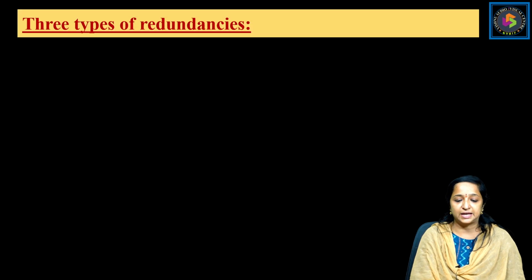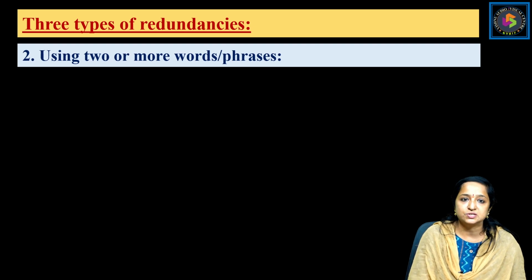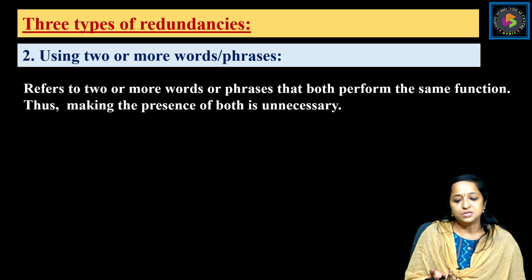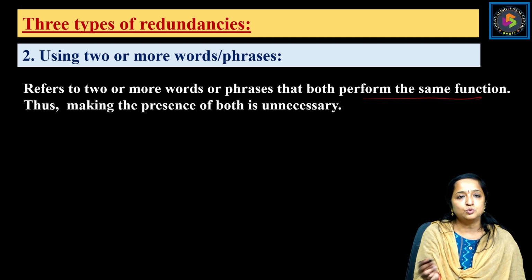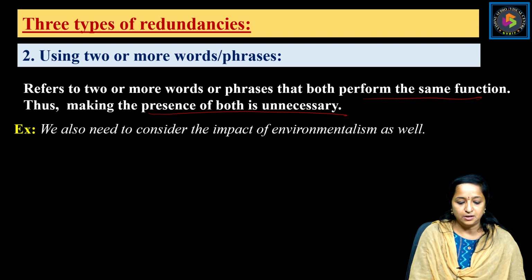Now, let us go with the second type, that is using two or more words or phrases. Using two or more words or phrases refers to using two or more words which perform the same function in a sentence, and using two such words in the same sentence is unnecessary. So let us go with an example to check.